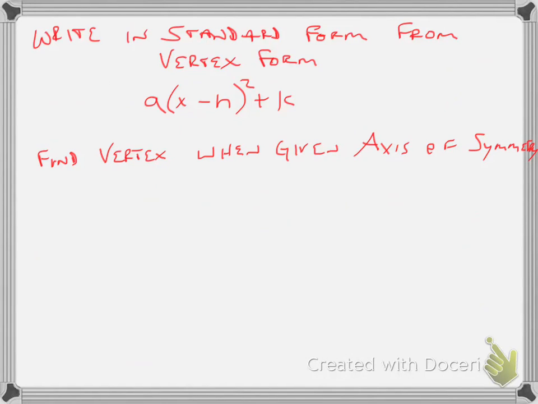Find the vertex when you're given the axis of symmetry. The axis of symmetry is the x minus h. Plug in the axis of symmetry. That is x equals h, that is the x value of the vertex. So when you plug it in, you find your y value.